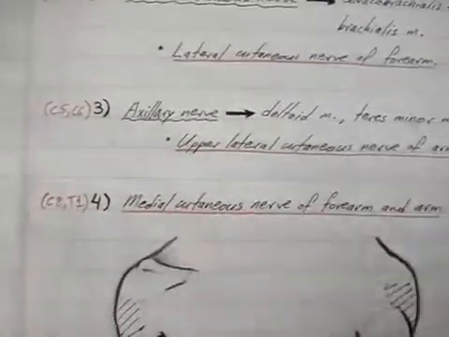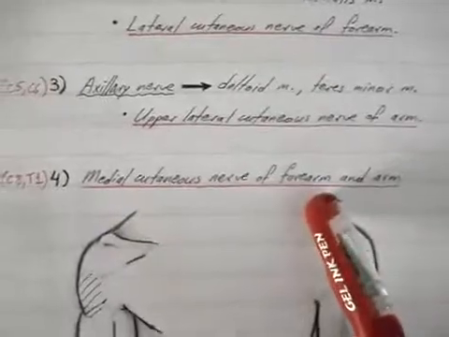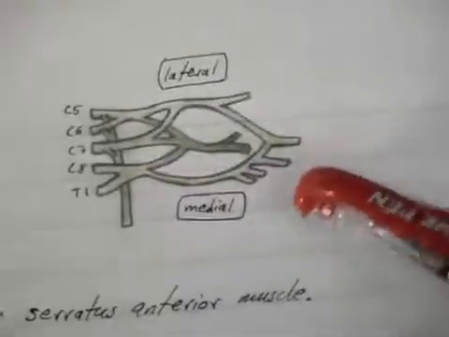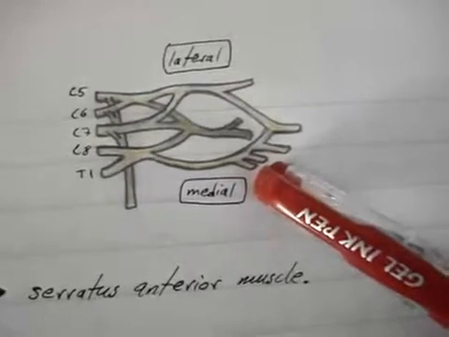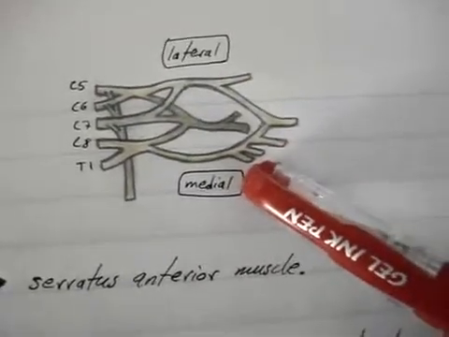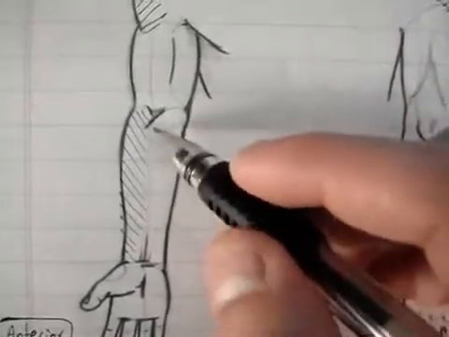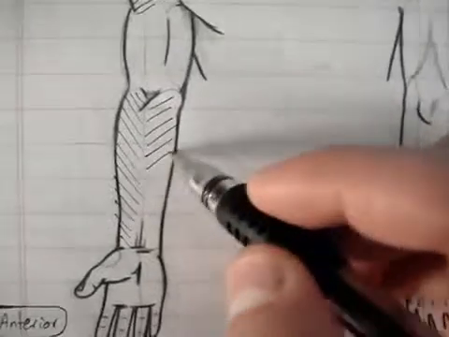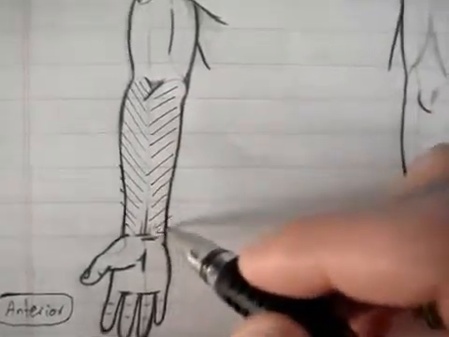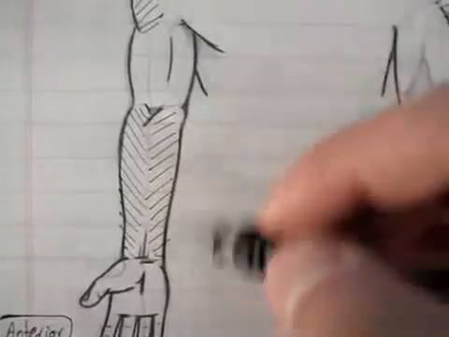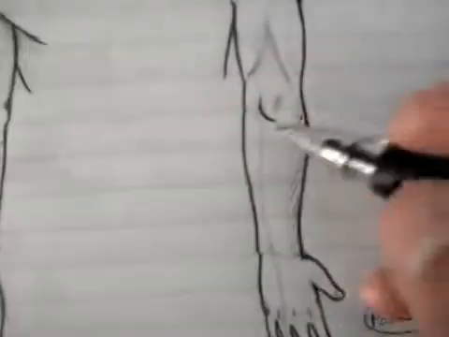Next is the medial cutaneous nerve of forearm and arm. Remember, we said these two here are the medial cutaneous nerve of forearm and medial cutaneous nerve of arm. C8, T1 for both of them. The medial cutaneous nerve of forearm is, like its name implies, on the medial side of the forearm. So this half here. That was the lateral cutaneous nerve of forearm, medial cutaneous nerve of forearm. You can see the medial also here.